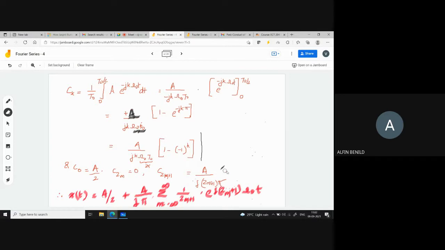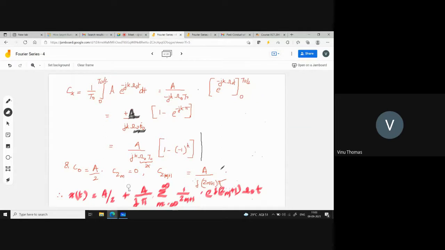Because this is 2 now, that 2 will get cancelled. So this is A by J into 2n plus 1 into pi. Which means I can write my Fourier series as A by 2 plus A by J pi plus sigma m equal to minus infinity to plus infinity 1 by 2m plus 1 e raised to j 2m plus 1 into omega naught t. Is that understood? This is understood, Alvin?